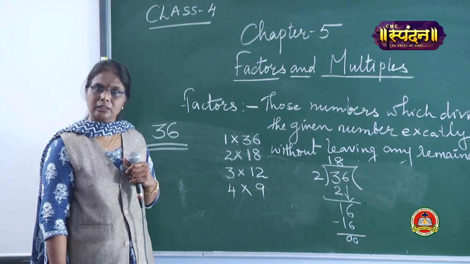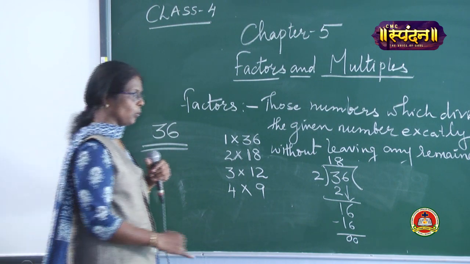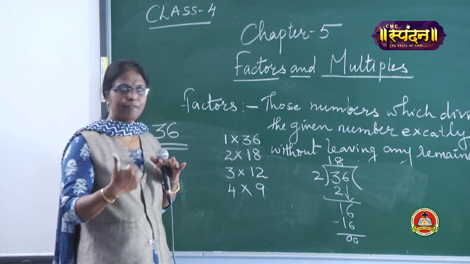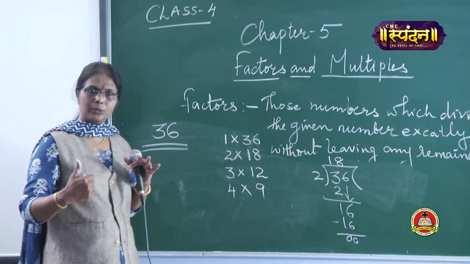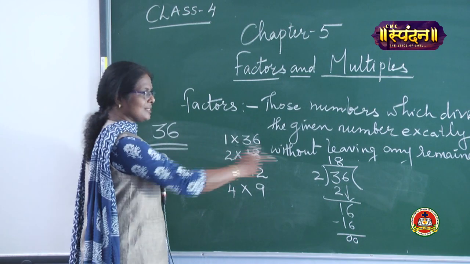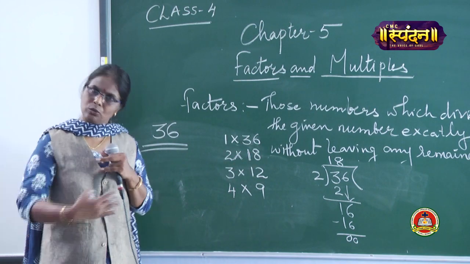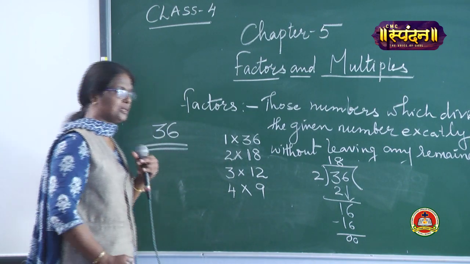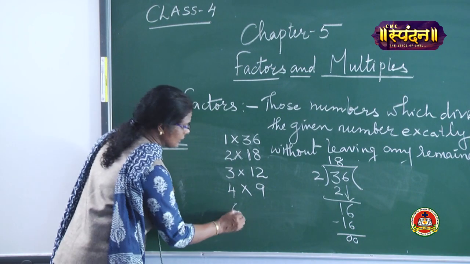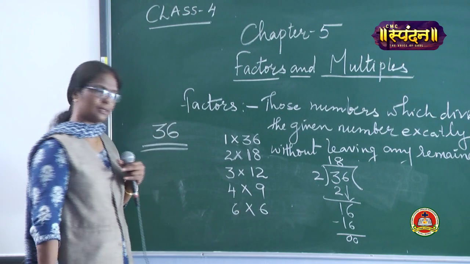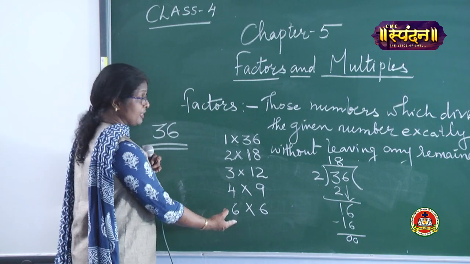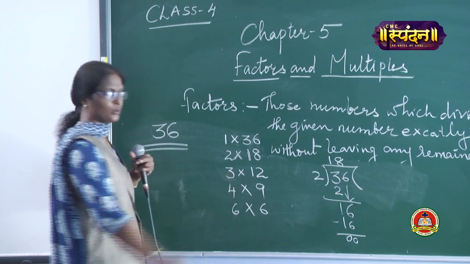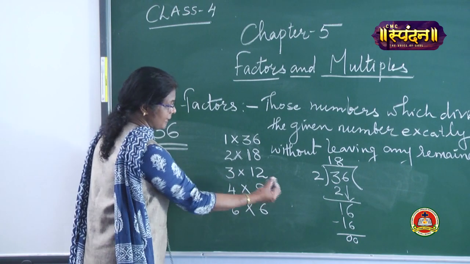Now do you find 36 in the table of 5? No, because in the table of 5 you find only the numbers ending with 0 and 5. 5, 10, 15, 20, 25, 30 like that. So 36 you won't find in the table of 5. So leave that. That means 5 is not a factor of 36. Come to the next number, 6. Yes. 6 6s are 36. Next, 7 is not a factor, 8 is not a factor. Coming to 9, 9 4s are 36 is same as 4 9s are 36.